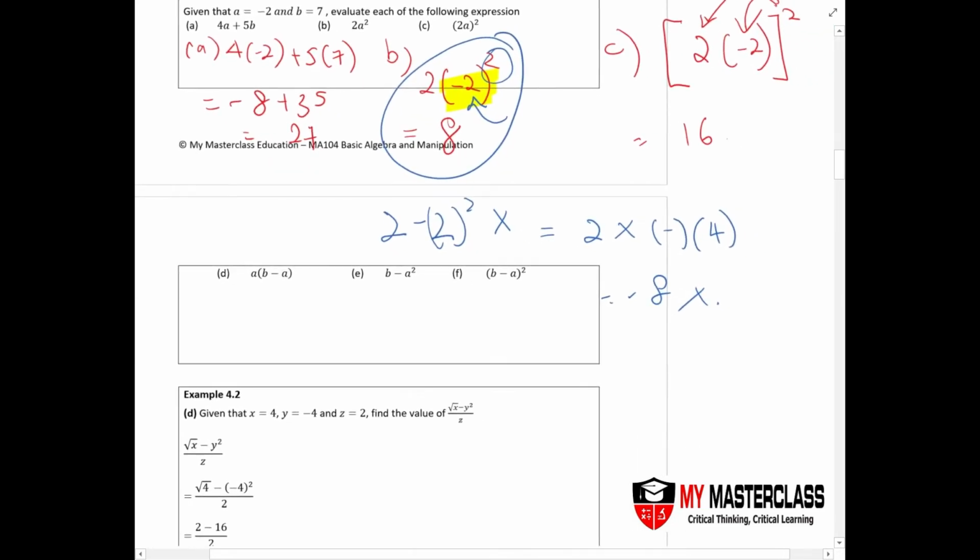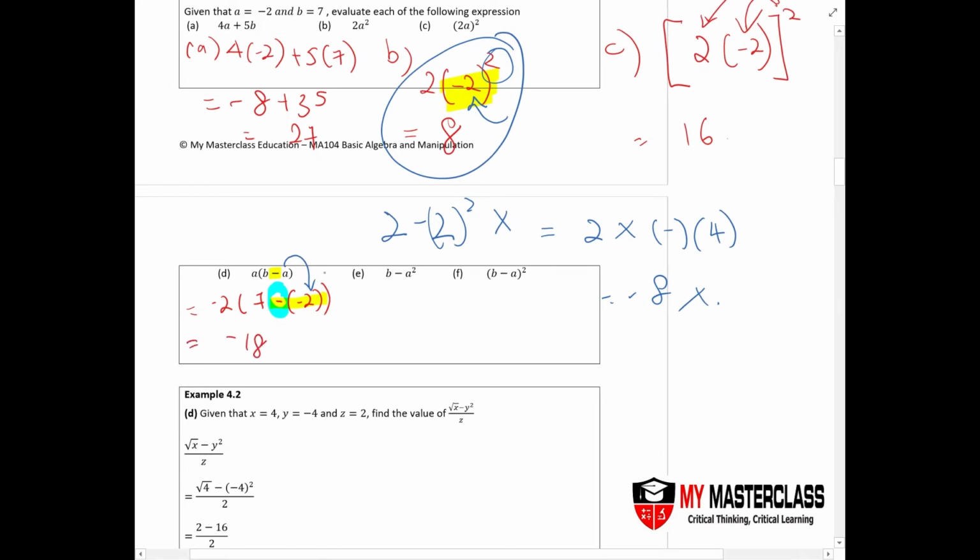Then let's take a look at part D. Same thing for part D, you would have 7 minus 4(-2). Now this is a common mistake students always make. Please remember that there is still a minus here. So this minus has to be kept, it doesn't change. All you need to do is to just substitute your a as -2. So eventually you will have your answer as -18.